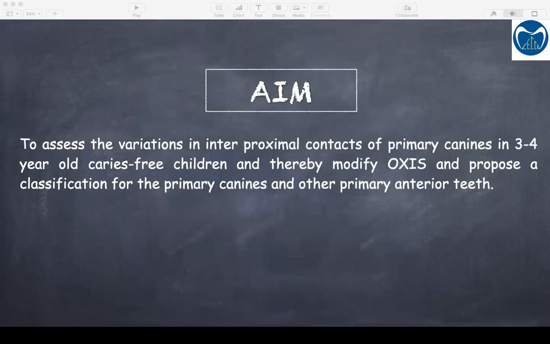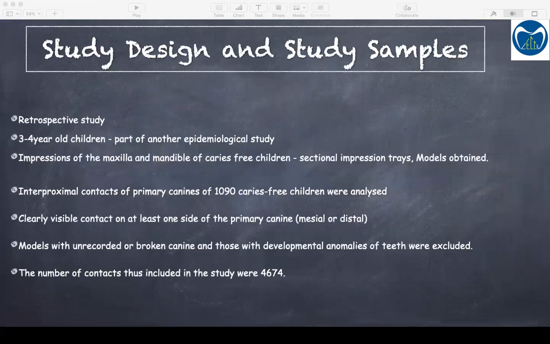Thus, the aim of this study was to assess the variations in interproximal contacts of primary canines in 3 to 4-year-old caries-free children, and thereby modify OXIS and propose a classification for primary canines and other primary anterior teeth. This was a retrospective study design where the models of 3 to 4-year-old children who were part of another epidemiological study were used. Interproximal contacts of primary canines of 1,090 caries-free children were analyzed. Models with clearly visible contacts on at least one side of the primary canines were included. Models with unrecorded or broken canines were excluded.